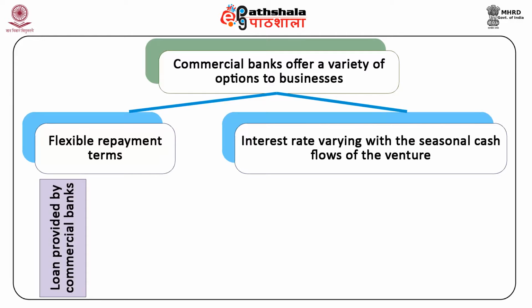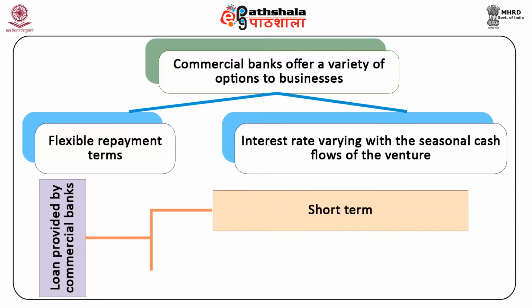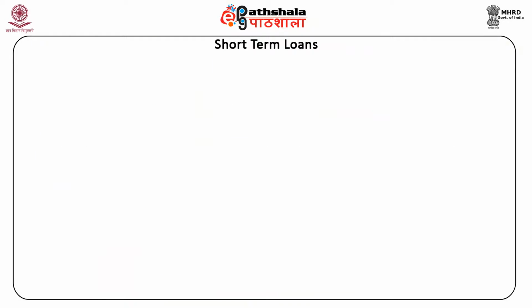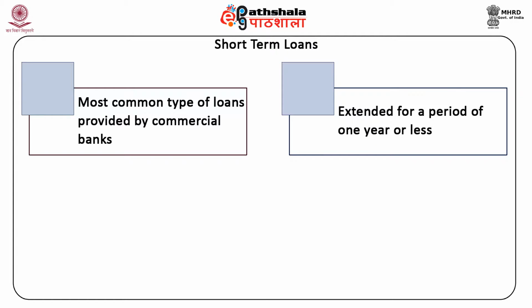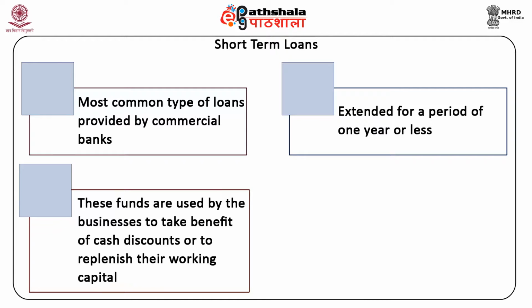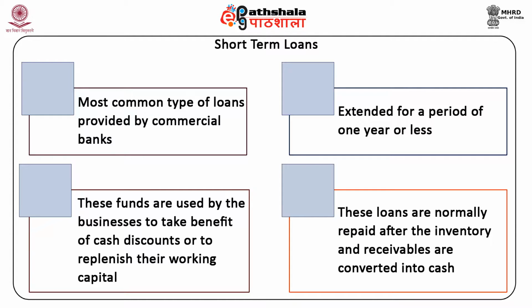The loans provided by the commercial banks can be short-term and long-term. Short-term loans are the most common type of loans provided by commercial banks and are extended for a period of 1 year or less. These funds are used by the businesses to take benefit of cash discounts or to replenish their working capital. These loans are normally repaid after the inventory and receivables are converted into cash.